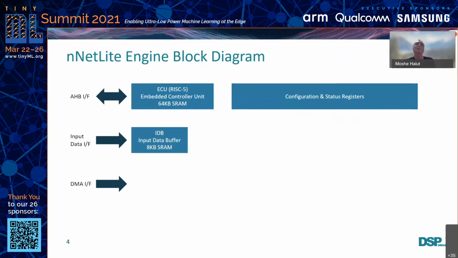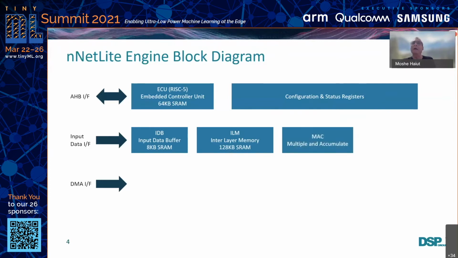And this is the input data buffer of 8 kilobyte SRAM. And there is the interlayer memory, which is actually the activation memory. It contains the activation data for the input and output of a single layer. And it is a 128 kilobyte SRAM. The MAC unit is a single MAC unit in this design, and we'll talk about this. And there is a pooling logic unit that can do pooling on the fly. We'll also talk about this.